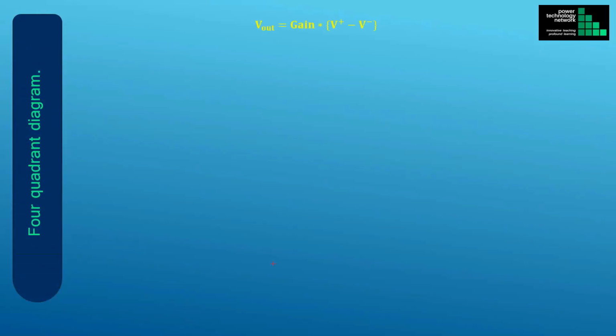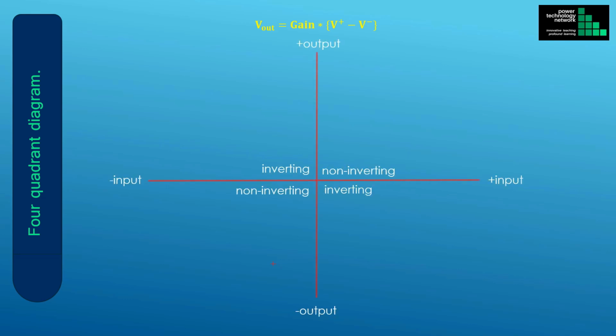For any amplifier, the output voltage is equal to the gain, multiplied by the difference between the voltages at the positive and negative terminals of the amplifier. This leads us to a simple graphical classification of the 4 different amplifier configurations, 2 for the inverting and 2 for the non-inverting amplifiers. And this is what it looks like in a 4-quadrant diagram.